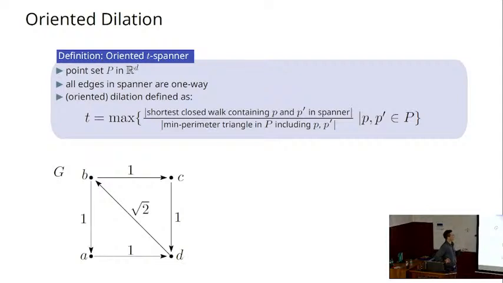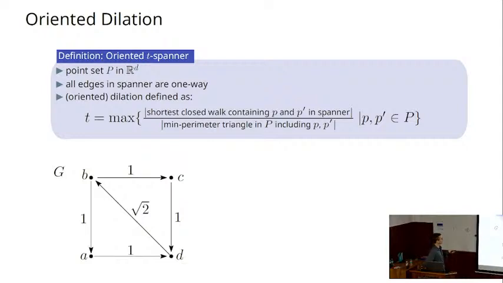So already for 3 points, the regular dilation in this setting can be arbitrarily large. So we have a slightly different definition of dilation here, and that is the following. For 2 points, we look at the shortest closed walk in the spanner that contains those 2 points, and we divide that by the minimum perimeter triangle in the point set that includes those 2 points.